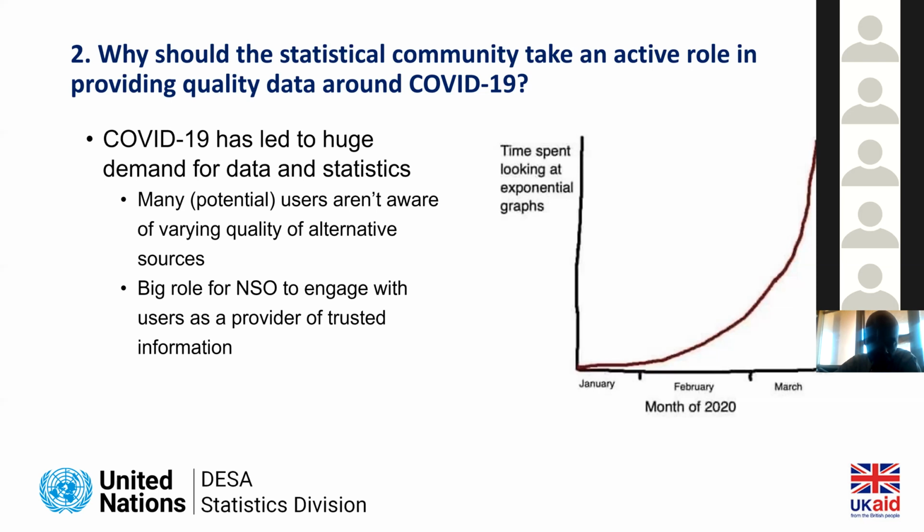Why is that? Well, although there's a huge amount of data out there, the quality can be pretty variable, to say the least. It can be very difficult for non-expert users to identify which data to trust and which not to. And even if the statistics themselves are reliable, that doesn't mean that they're being interpreted appropriately. So I really do think that there's a big role there for national statistical offices, or NSOs, in proactively engaging with users as a provider of robust, impartial information.